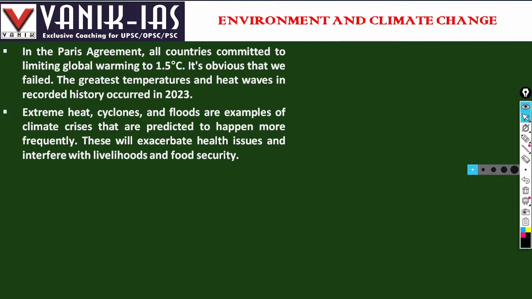Okay. So extreme heat, cyclones, and floods are examples of climate crises that are predicted to happen more frequently. These will exacerbate health issues and interfere with the livelihood and food security of the people. So India being such a vast country, and these natural calamities due to climate are becoming more and more frequent, and intensity is increasing.